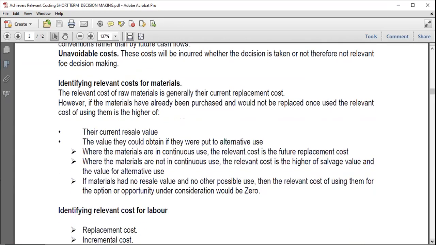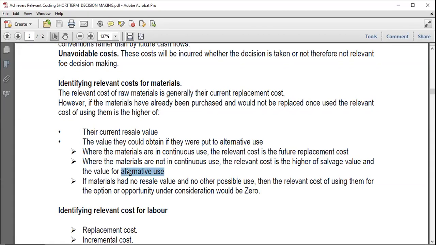So I was still on materials, and I was saying that if materials are not in continuous use, you don't use these materials for your day-to-day work, maybe they don't relate to the kind of products that you now produce, we look at the higher of the salvage value, which is the scrap value, and the value for alternative use.